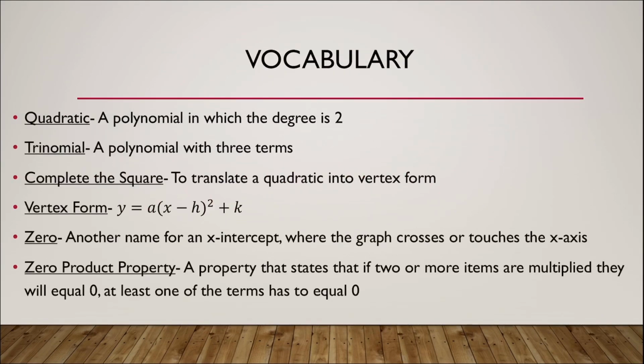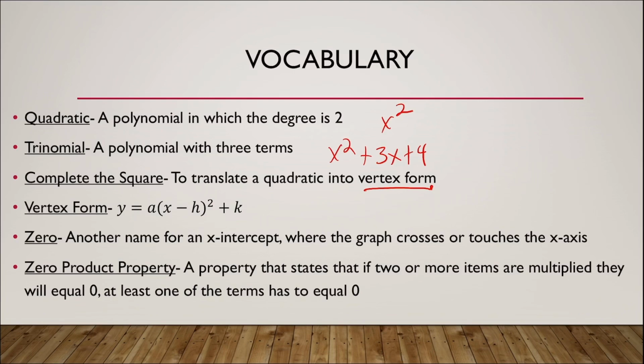Okay, so vocabulary, most of this is repeat. A quadratic is a polynomial in which the degree is 2, so that's like x squared. A trinomial is a polynomial with 3 terms, x squared plus 3x plus 4. To complete the square is to translate a quadratic into vertex form. That's key. Vertex form is y equals a times (x minus h) squared plus k.